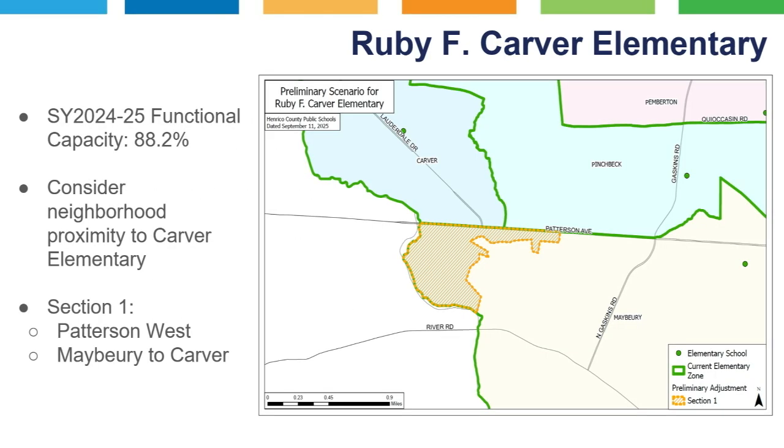At the request of Chair Shea, staff looked at the boundaries of Carver Elementary School, which had a functional capacity of 88% in 2024-25. She asked that staff consider a neighborhood south of Patterson Avenue due to its proximity to Carver Elementary and the fact that it is not connected to any other neighborhoods. In this scenario shown on the map, the area shown in orange stripes, the Patterson West neighborhood, would move from Mayberry Elementary to Carver Elementary.